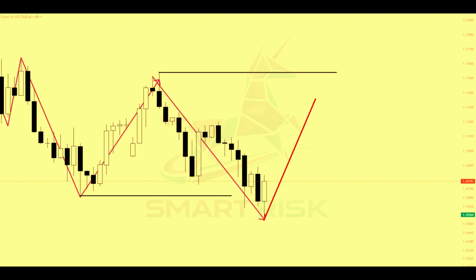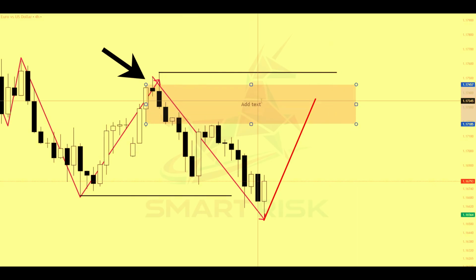And more specifically, many times it ends on a supply or resistance. So we identify that supply or resistance from the last high, being the last bullish candle before the downturn started to happen, should be around this candle.